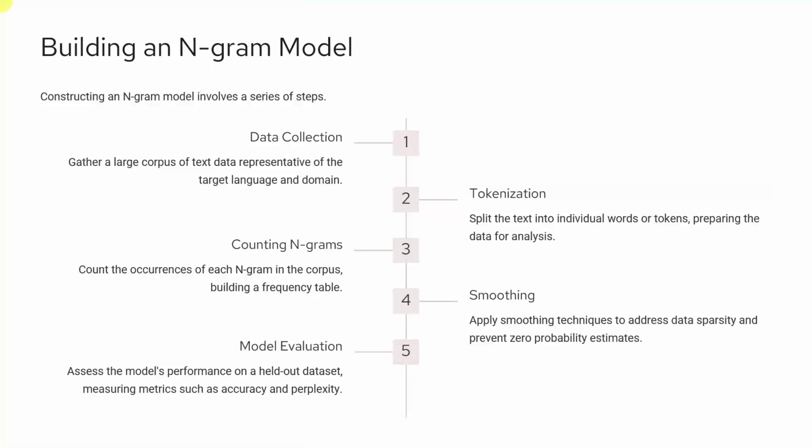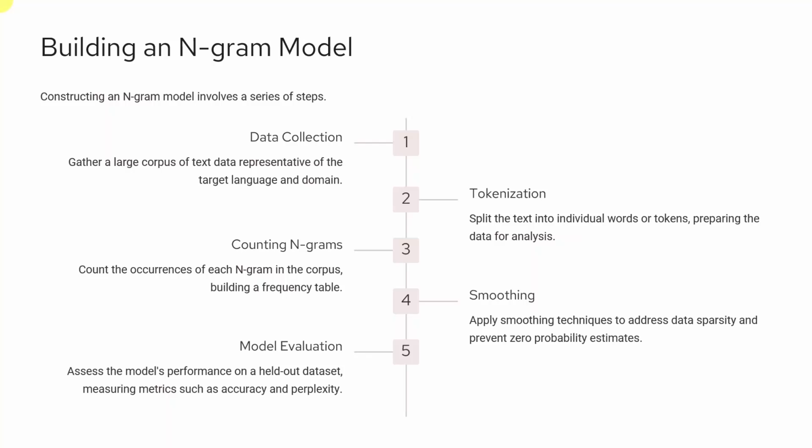In which way are we going to build the n-gram model? First, we have to collect the data, gathering a large corpus of text data which represents the target language and domain. After that, the next step is to split the individual sentences into individual words or tokens, preparing the data for analysis. And then we count the n-grams, counting the occurrences of each n-gram in the corpus, which will be helpful to build a frequency table.